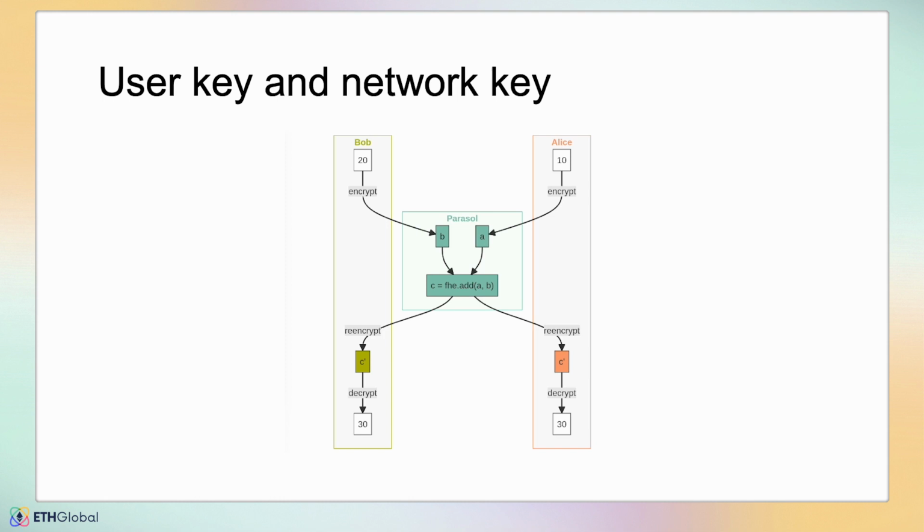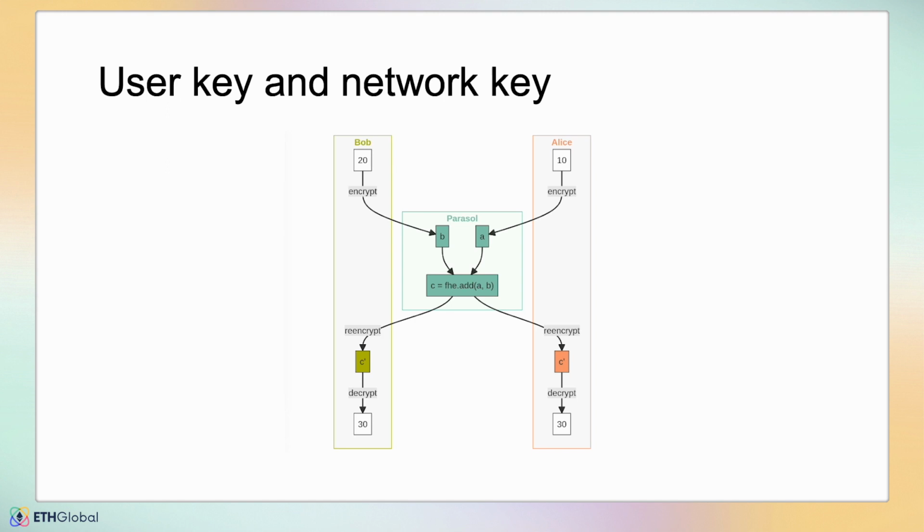Here's a diagram showing the general flow for an application that makes use of the network key architecture. The two parties that want to compute with each other are Alice and Bob. Alice has a private value of 10, Bob has a private value of 20, and both of them encrypt their values under the network public key. Those ciphertexts are shown in teal here in the middle, labeled A and B. Then on the Parasol network, validators will compute the homomorphic addition of these two ciphertexts, which they can do because they're both encrypted under the same public key. This results in a new ciphertext, C, which is still encrypted under the network key pair.